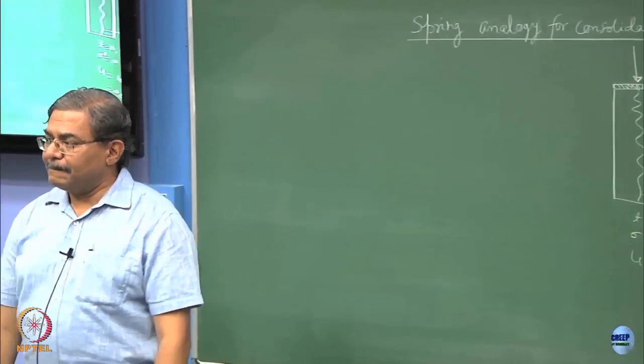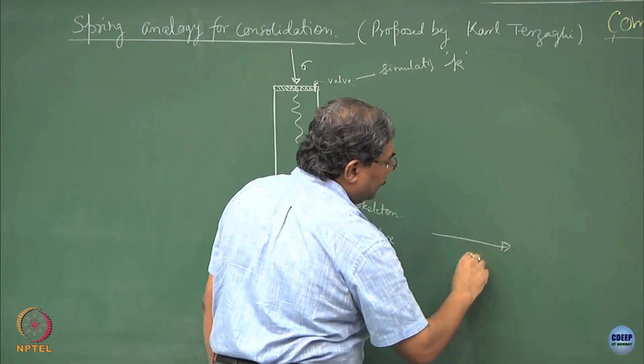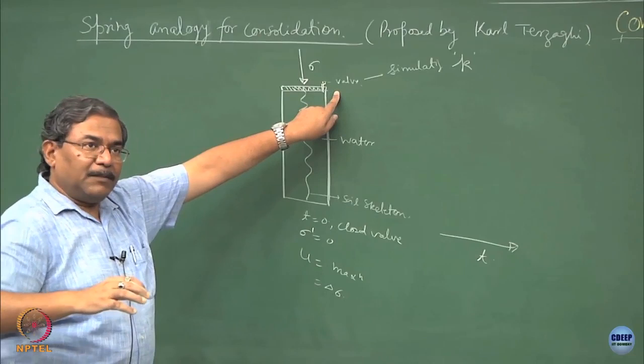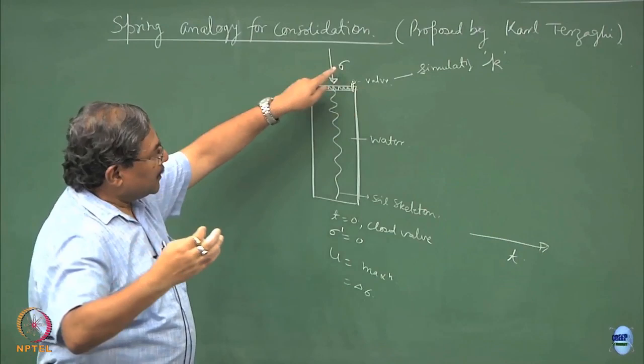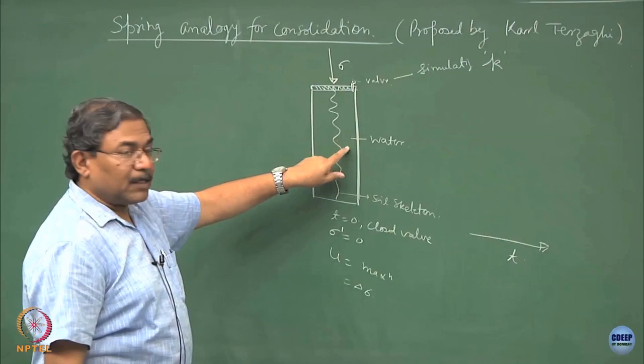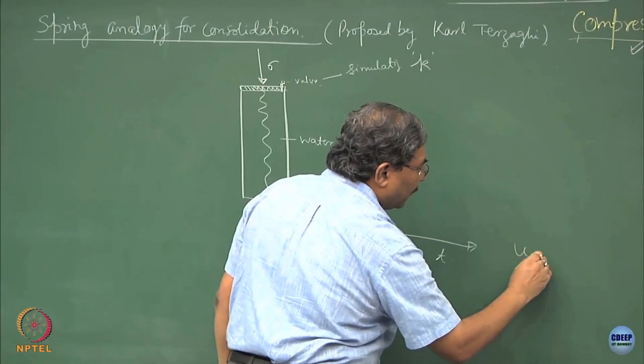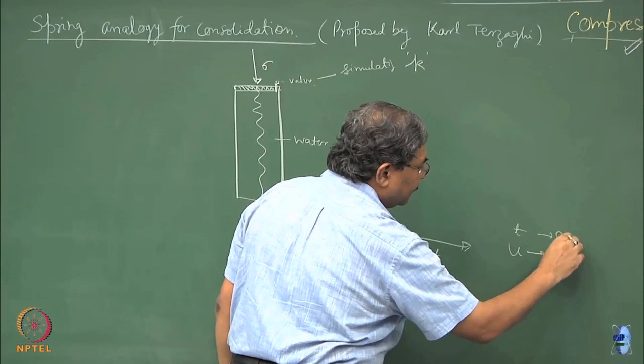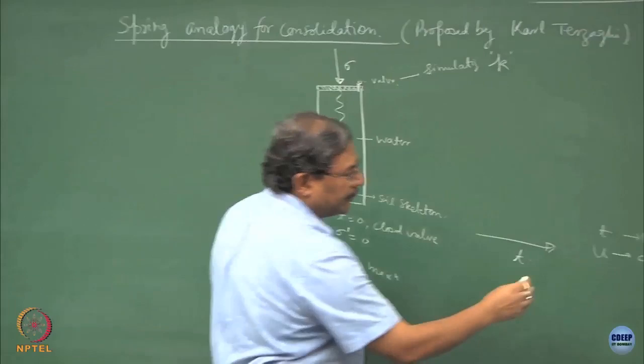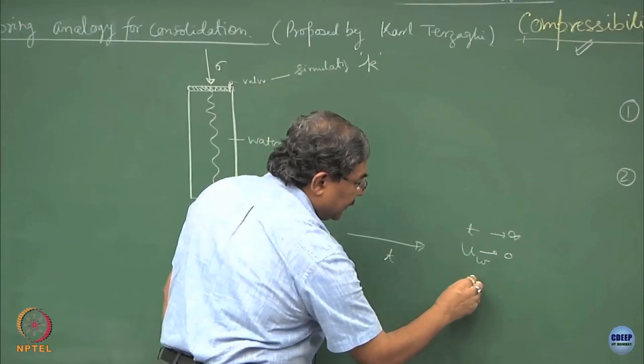Now, as time passes by, what happens? If I open the valve, that means if I allow dissipation of water pressures, this piston will move further, the spring will get shrunk, water being incompressible will come out. So, what is going to happen? The pore water pressure will tend to 0 at t tending to infinity. Now, when pore water pressure tends to 0, the sigma prime will be equal to delta sigma.